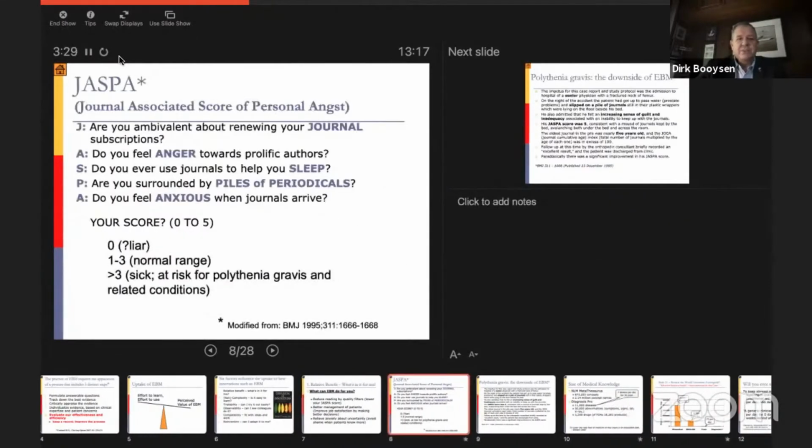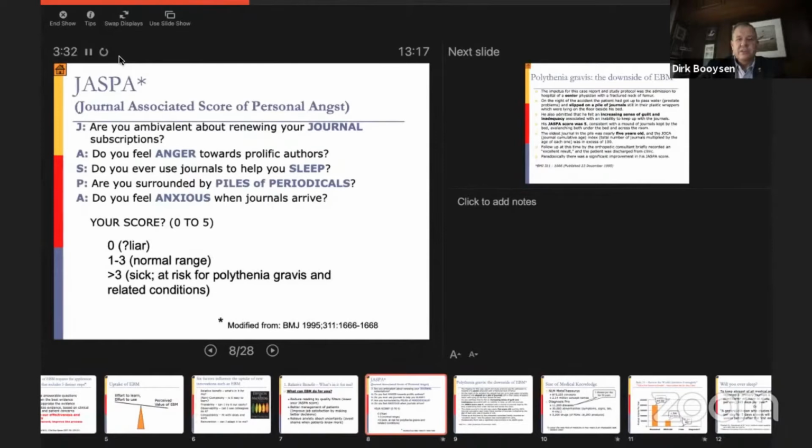All right, so the JASPER score is something called a Journal-Associated Score of Personal Angst. Now, at the bottom there, you'll see there's a score of 0 to 5. And if you're honest with yourself, rate yourself. So the J stands for, are you ambivalent about renewing your journal subscription? It's about journals. Do you feel anger towards prolific authors of journals and the journals? Do you ever use journals to help you sleep? I sometimes do.